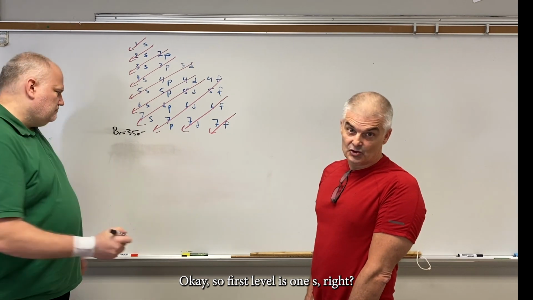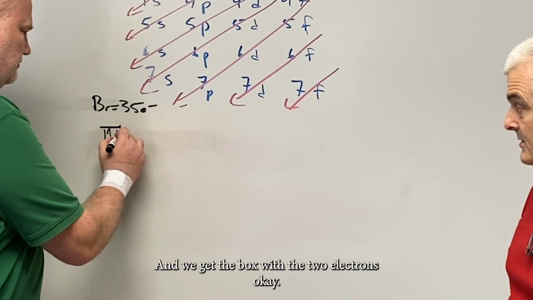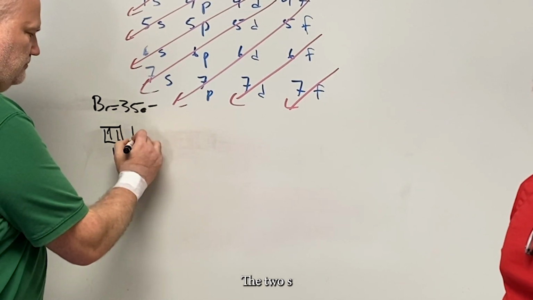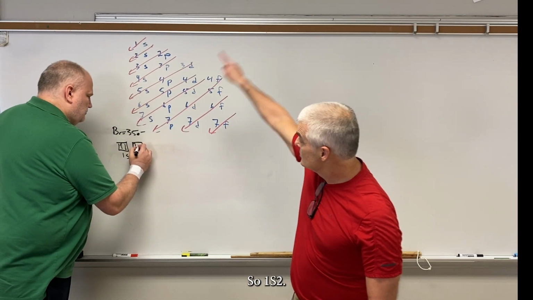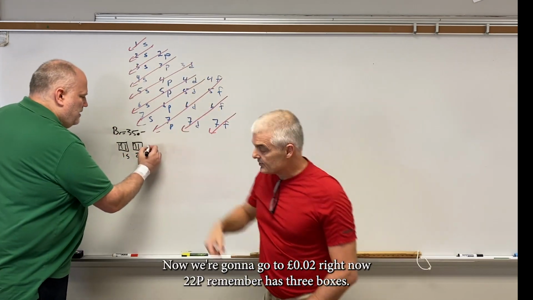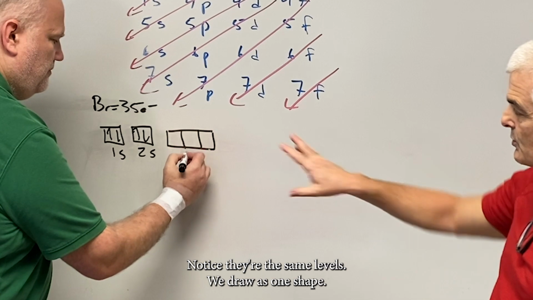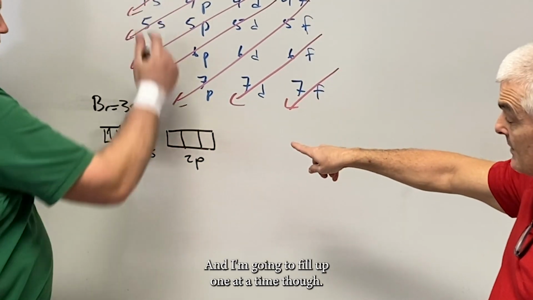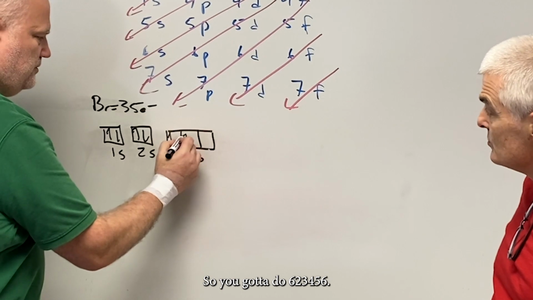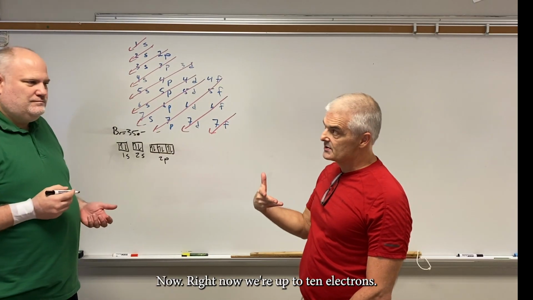Okay, so first level is 1s, right? And we got the box with the 2 electrons. Okay, the 2s box. By the way, we're following the electrons, arrows, right? So 1s, 2s. Now we're going to go to 2p, right? Now 2p, remember, has 3 boxes. Notice they're the same level, so we draw this one shape. Put 2p underneath, and then we're going to fill it one at a time, though. So you got to do 1, 2, 3, 4, 5, 6. Now, right now, we're up to 10 electrons.